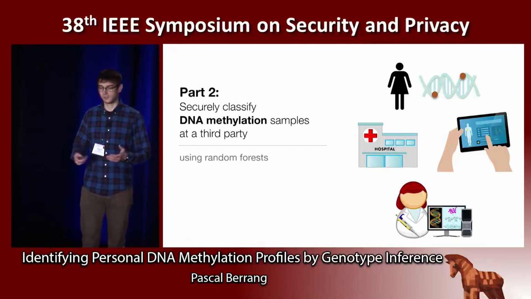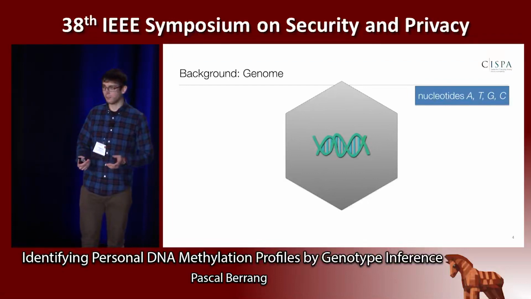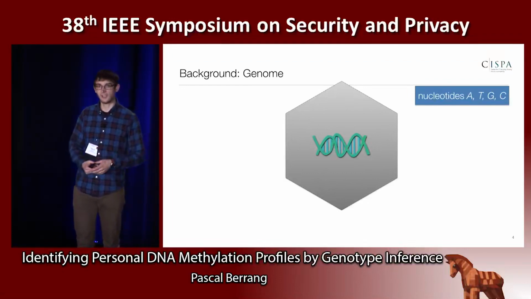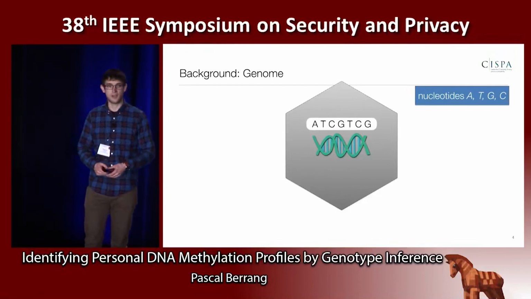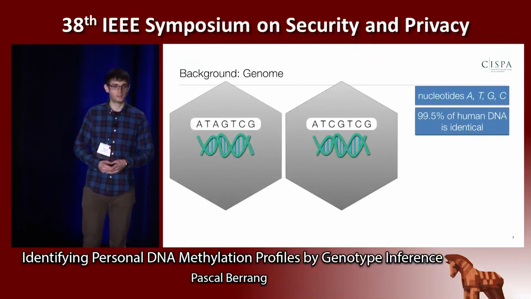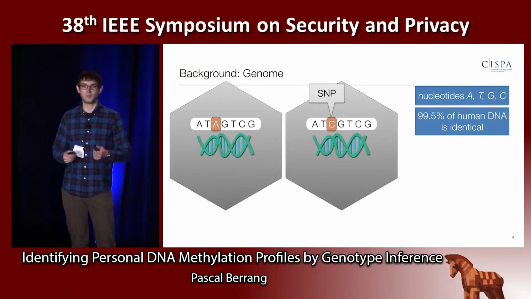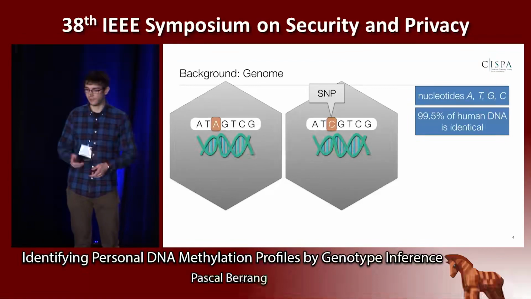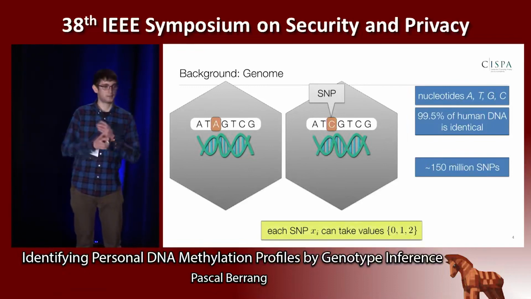Okay, let me briefly introduce you to some of the background needed for this talk. The genome. The genome of a human consists of 4 different nucleotides, namely A, T, G, and C. And these nucleotides form a long sequence called the DNA sequence. If you compare the DNA sequence of any person with the DNA sequence of any other individual, then you will observe that these two DNA sequences are nearly identical. But there are still some positions in the human genome which differ between different individuals. These are the interesting positions in the genome, and they are so-called SNPs, or single nucleotide polymorphisms. There are around 150 million of these SNPs in the human genome, and we can characterize mathematically each of these positions by one value. It is either 0, 1, or 2.